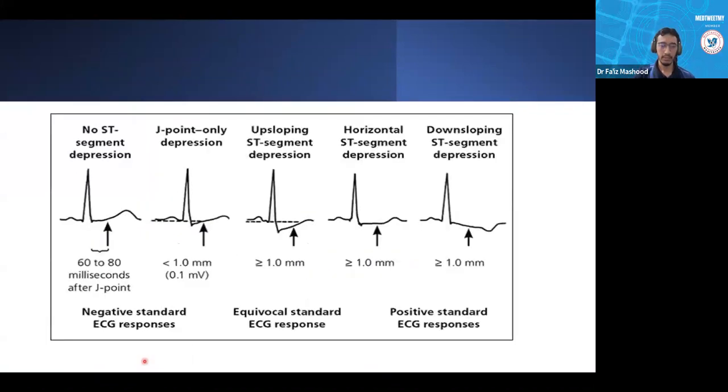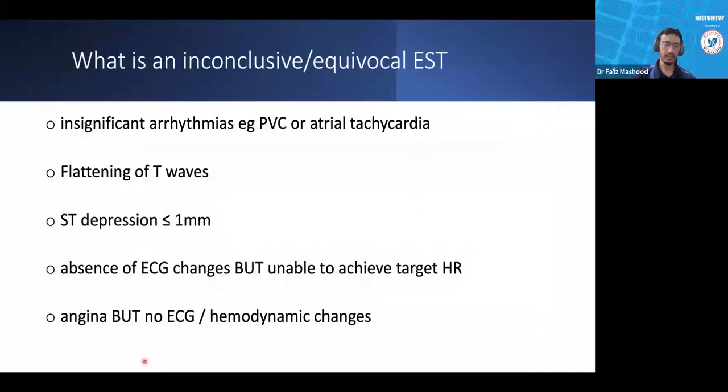All right. So next, anything other than those 3 that I mentioned just now is an inconclusive or equivocal EST. Any ECG changes other than those 3 is considered inconclusive. So if we are still highly suspicious of our patient having CAD, we have no choice but to consider another diagnostic cardiac test.